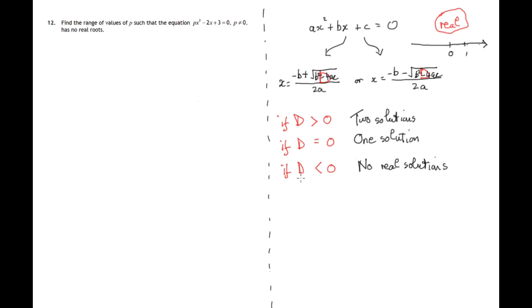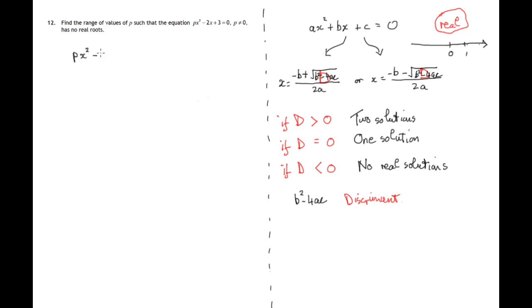So remember that the discriminant is b squared minus 4ac. That's called the discriminant. It discriminates between these three different situations that arise. Two solutions, one solution, no real solutions. So with that in mind, let's have a look at the equation we're asked to solve.